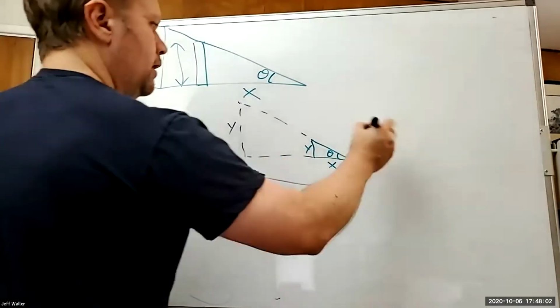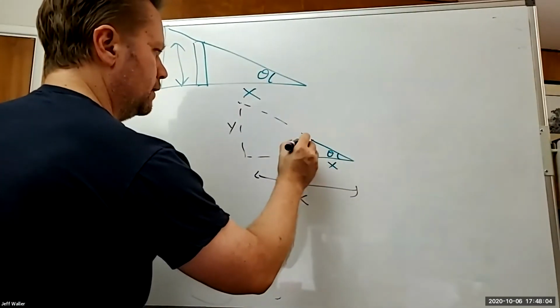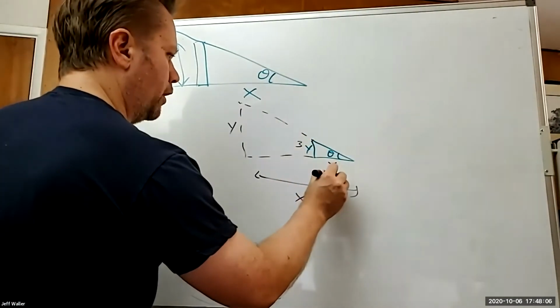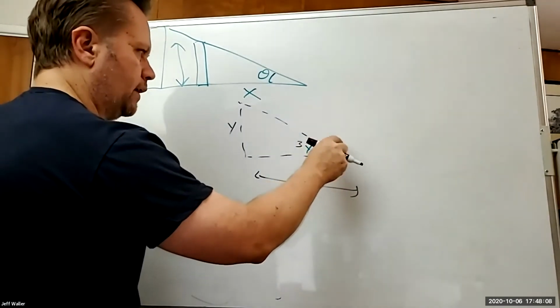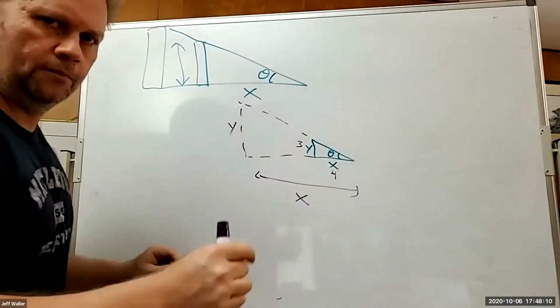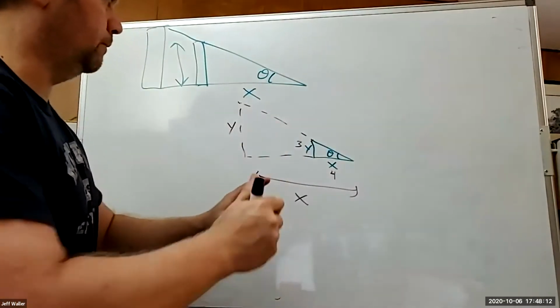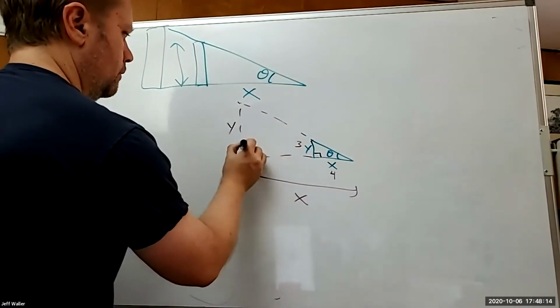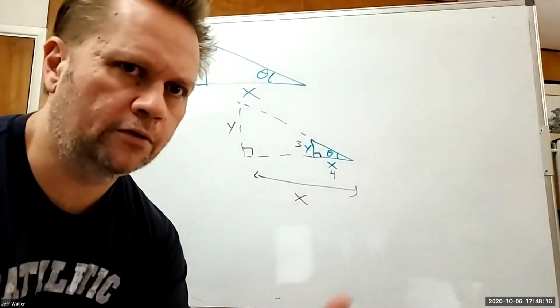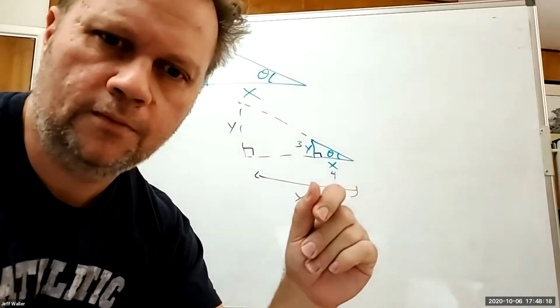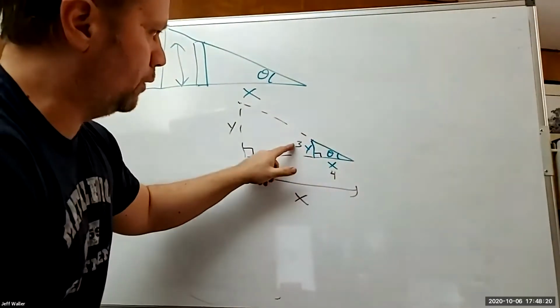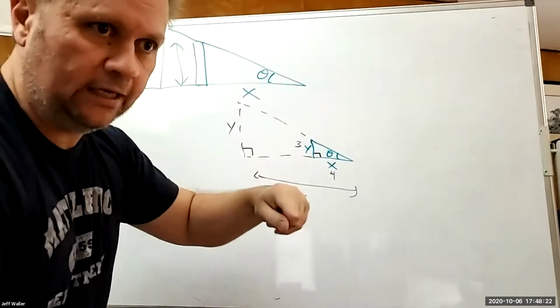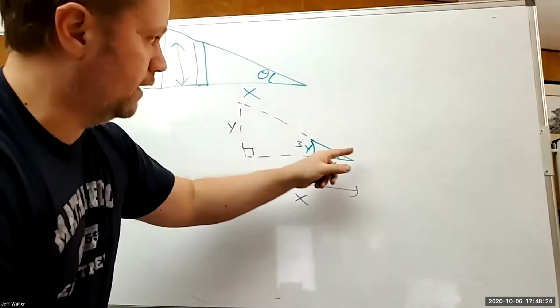Well, if the little triangle has a side of 3 and a side of 4, does anyone already know what that side length is without doing any work? 3, 4, what? Does anyone know that kind of triangle? 3, 4, 5. I love it. So 3 squared, 9, plus 4 squared, 16, that's 25, which is 5 squared, so that's 5.